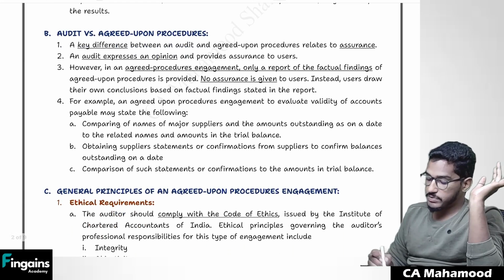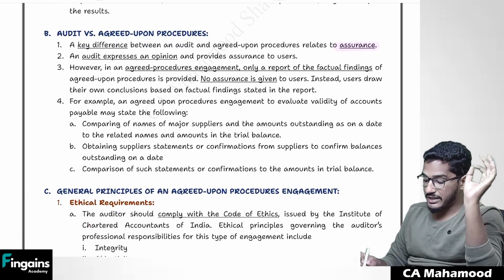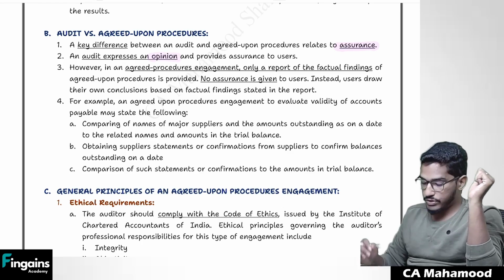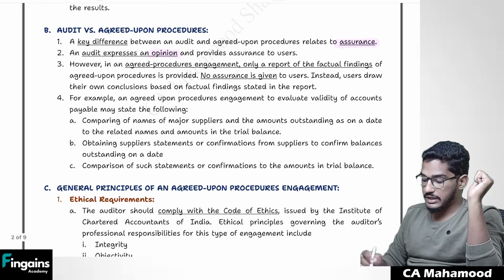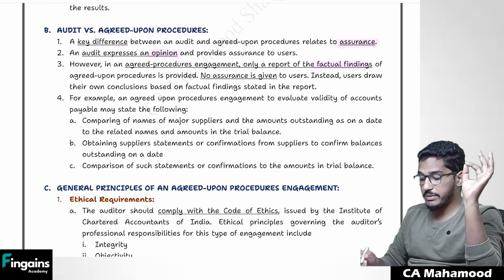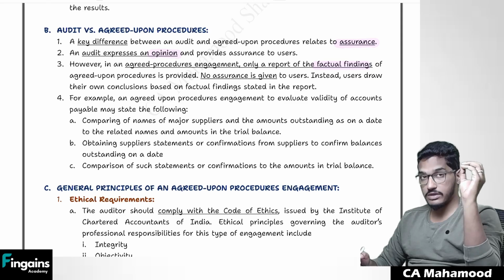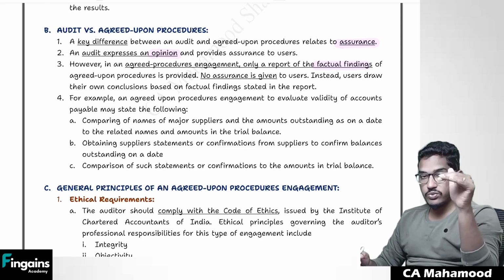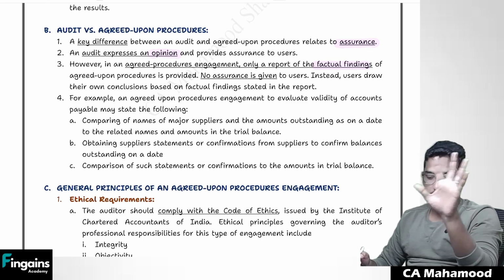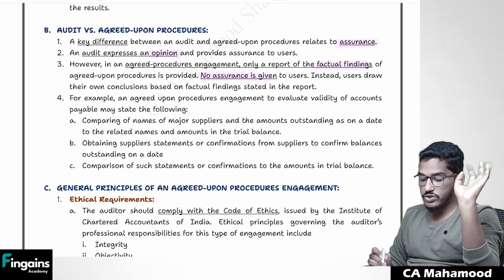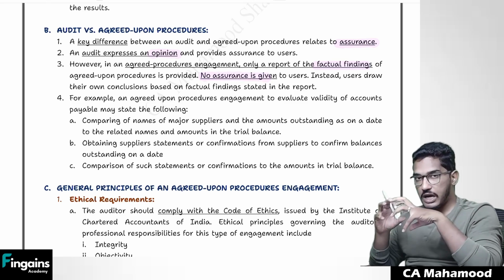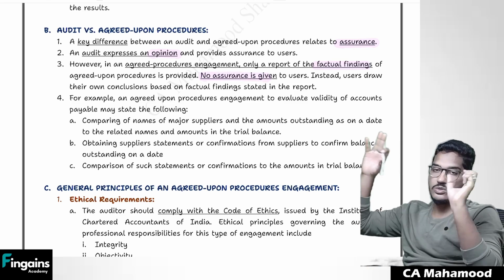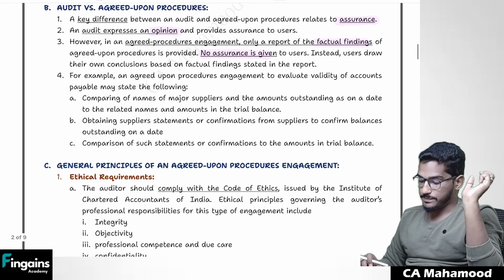So one of the key differences between audit and agreed upon procedures is related to assurance. In audit, we express an opinion and provide assurance to the users. However, in agreed upon procedures, we are going to give a report, but in that report we will mention factual findings only. Will we express any opinion? No, we are not going to express any opinion. No assurance is given. Whatever our factual findings are, we will report those and let the user take their own decision.